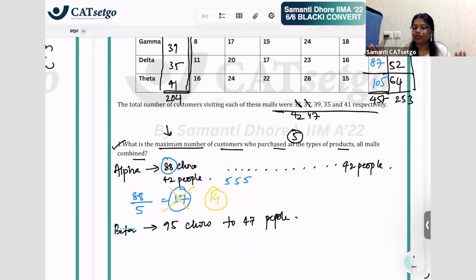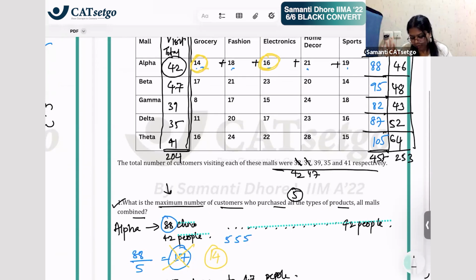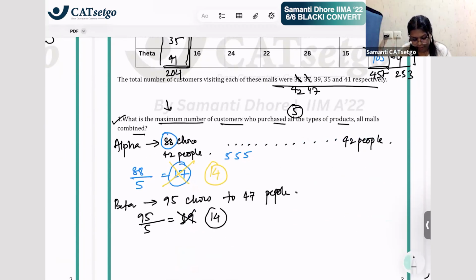Again, there are no conditions given to me. So all 47 stand in a line, and I'll give 5 to each. So these 95 I give to 5 people. How much do you get? 19, right? So overall 19 people I can give. But again, is it possible? No. 14 is my constraint. I have only 14 of the sports chocolate, so the answer is 14 again, right?